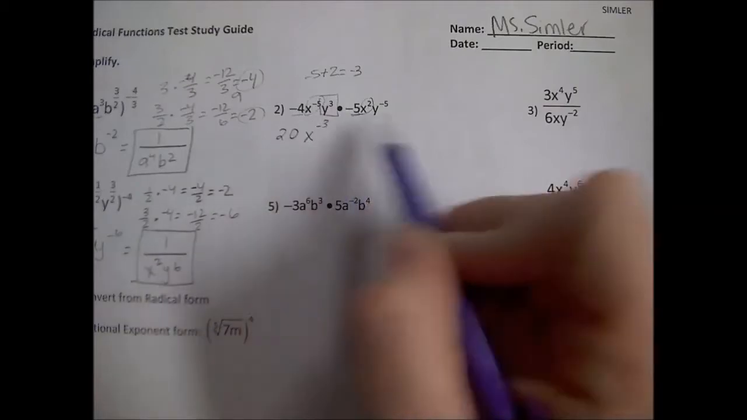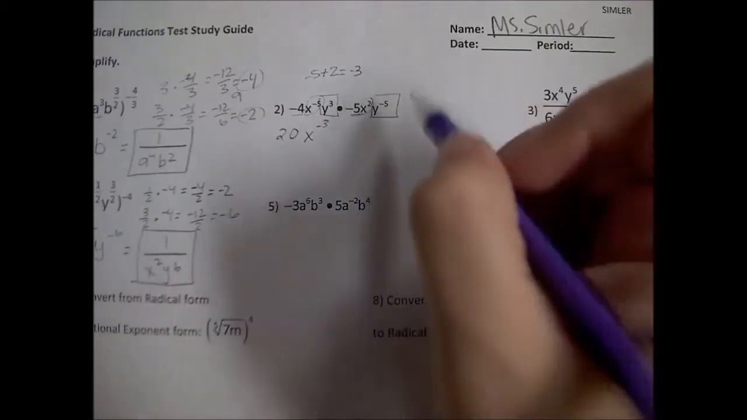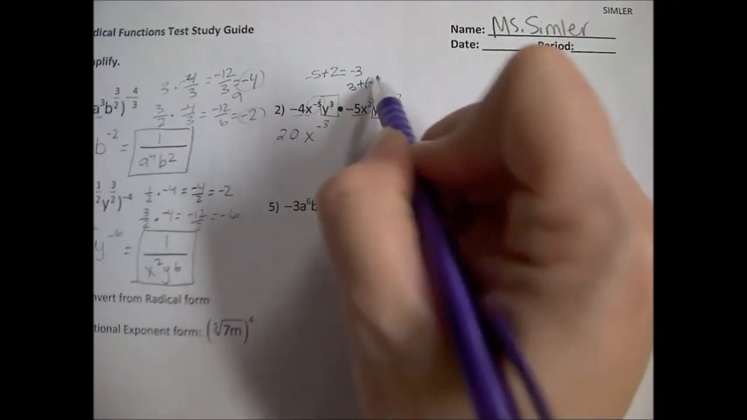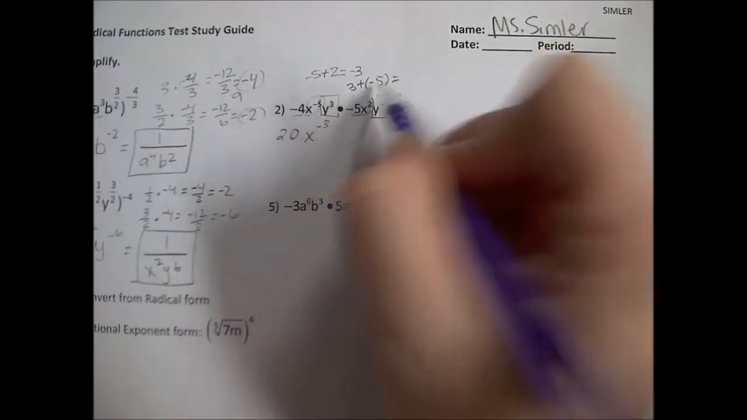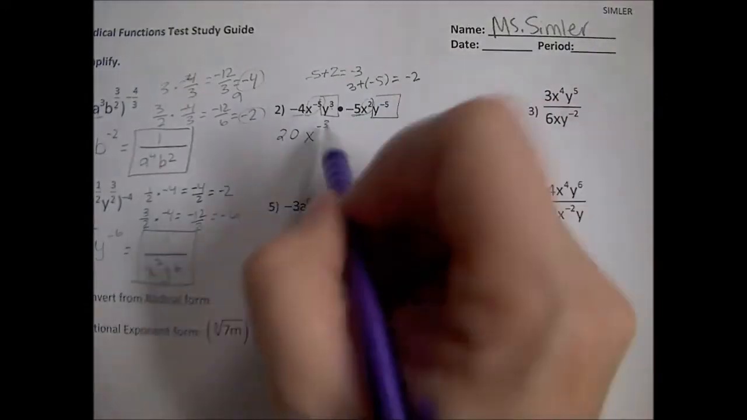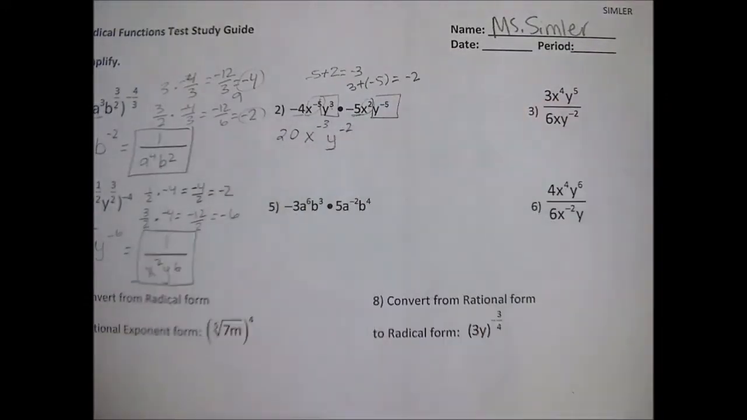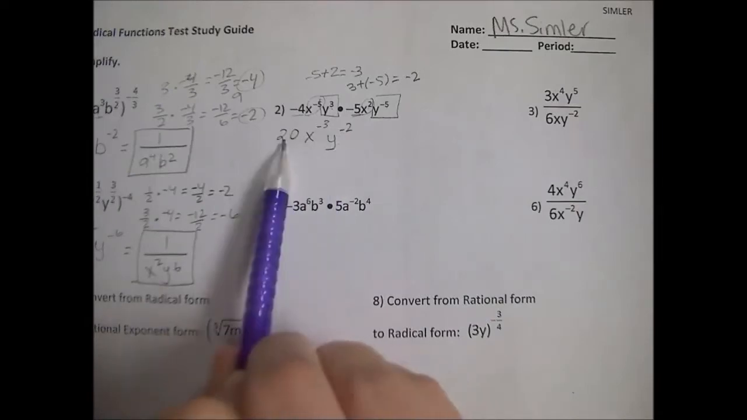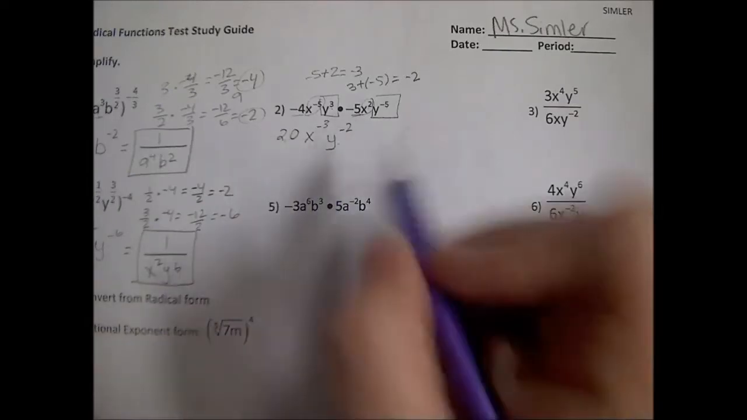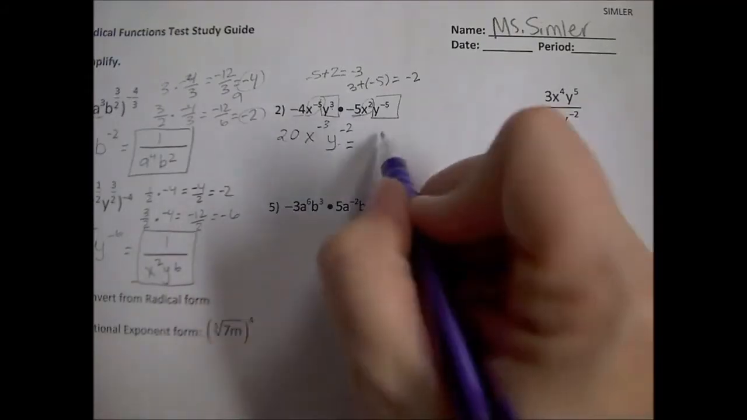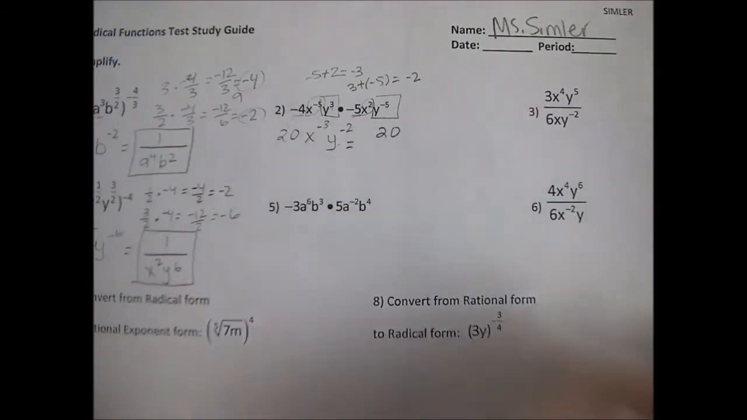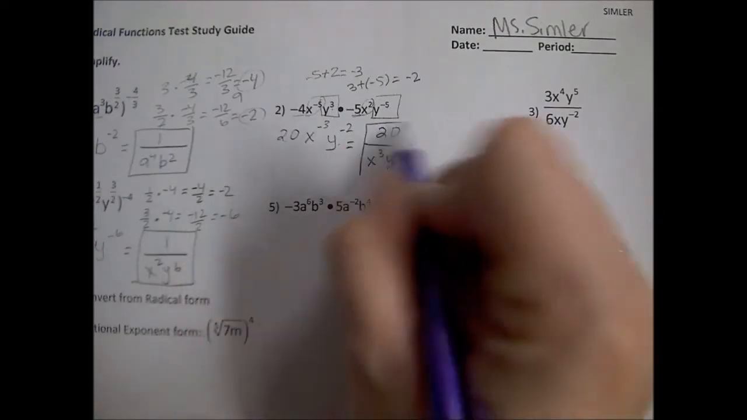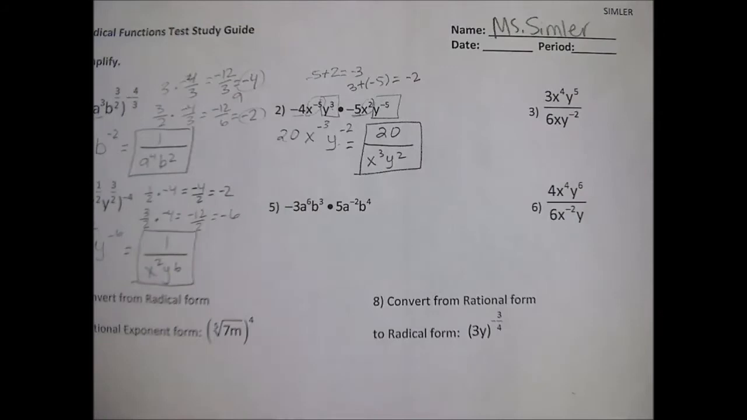And then lastly, here are my y's. So I'm going to add together 3 and negative 5. 3 plus negative 5 is the same thing as saying 3 minus 5, which is negative 2. So now I have y to the negative 2 power. I noticed that I have negative exponents here. The 20 is fine, but my x and my y, they're going to get dropped down. So my 20 is alone in the numerator. And then we're going to have x cubed and y squared in our denominator. Okay.